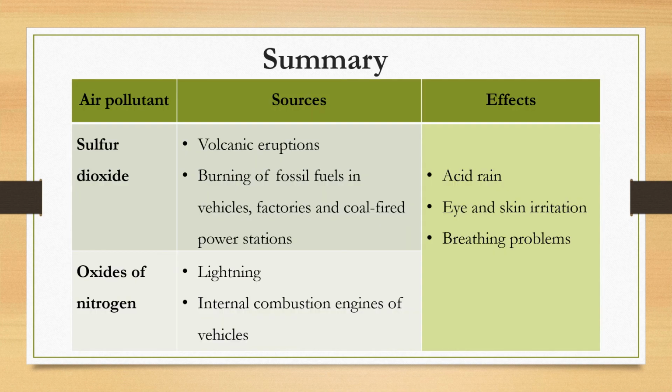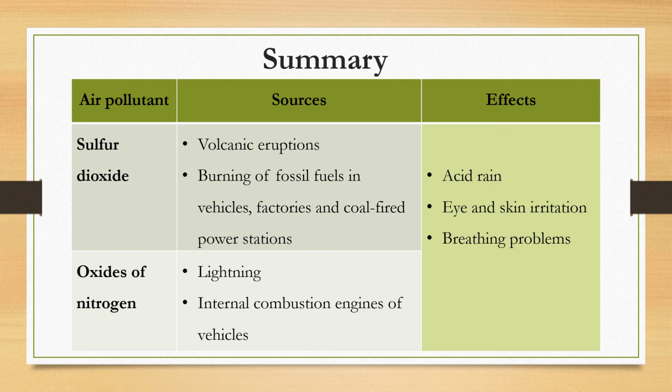We have now reached the end of today's lesson. Let's summarize what you have learned in this lesson. Sulfur dioxide is released during volcanic eruptions and during the burning of fossil fuels in vehicles, factories, and coal-fired power stations. Oxides of nitrogen are formed during lightning and in internal combustion engines of vehicles.